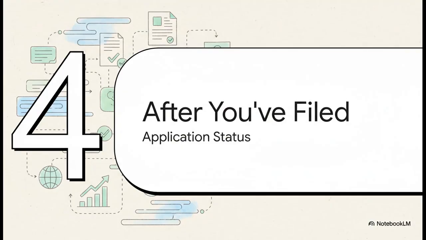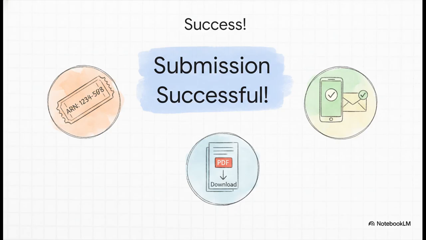So, you've filled it all out, you've signed it, and you've hit that submit button. What happens next? Let's talk about tracking your application and what to expect. The great thing is, you get instant confirmation. As soon as you submit successfully, the system fires off a few things. You get an application reference number, or ARN. That's your tracking number. You also get a PDF acknowledgement you can download for your records. And on top of that, you'll get a confirmation by both SMS and email, so you know right away that it's in the system.